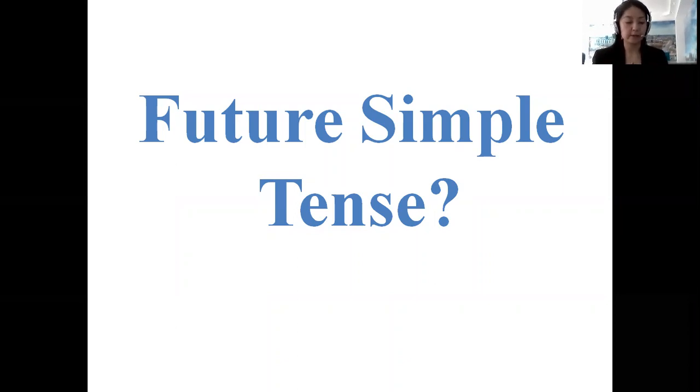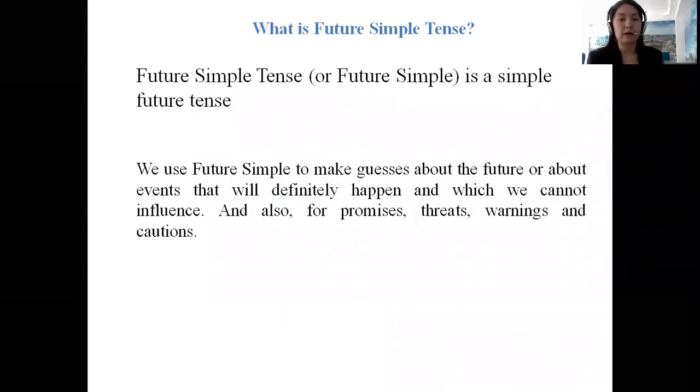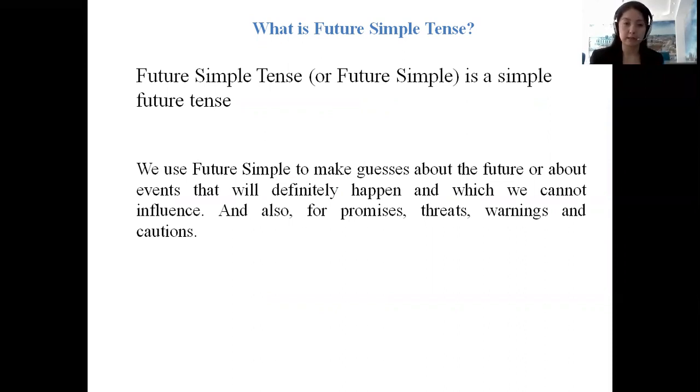And today we're talking about the future time. Our theme is future simple tense. And first, what is a future simple tense and when do we use it? Yes, we use future simple to make guesses about the future or about events that will definitely happen and which we cannot influence. And also for promises, threats, warnings, and cautions.